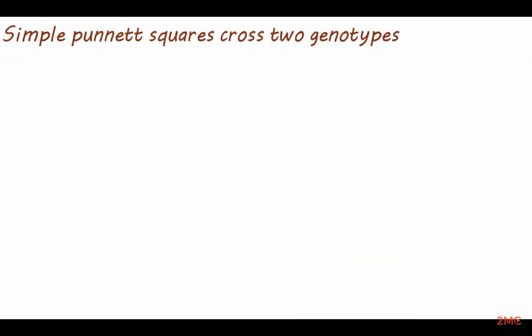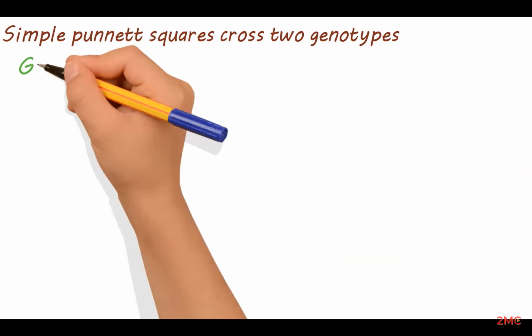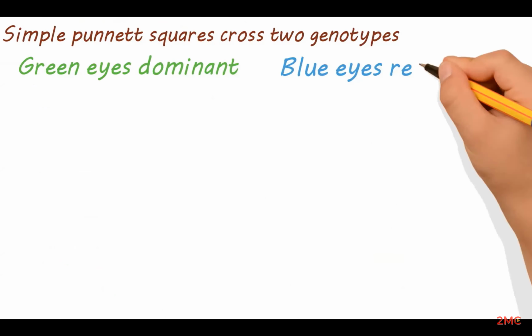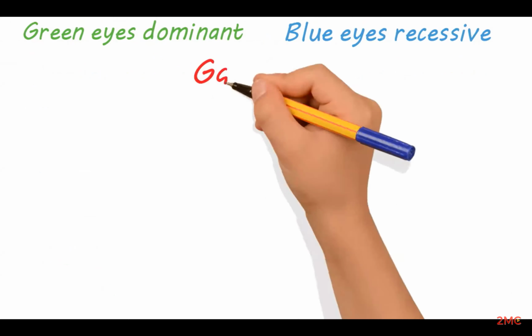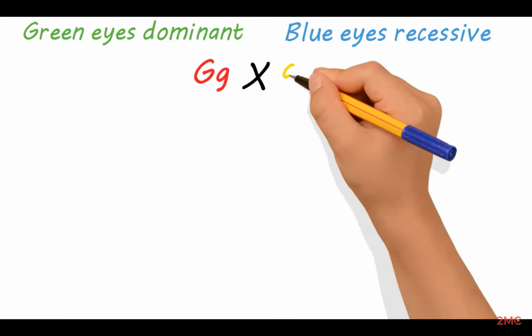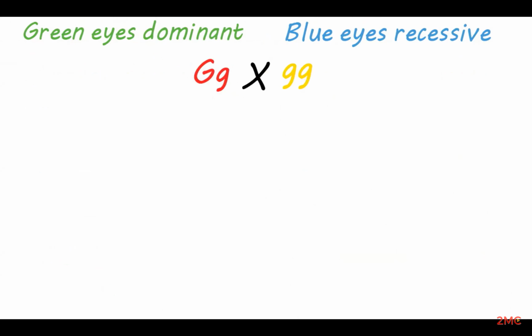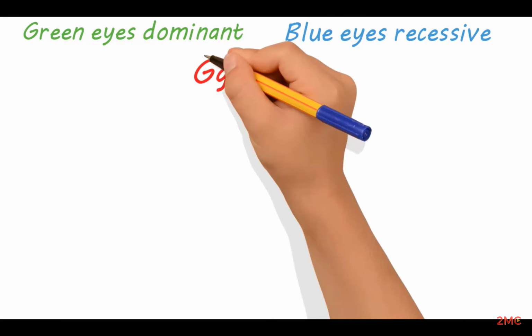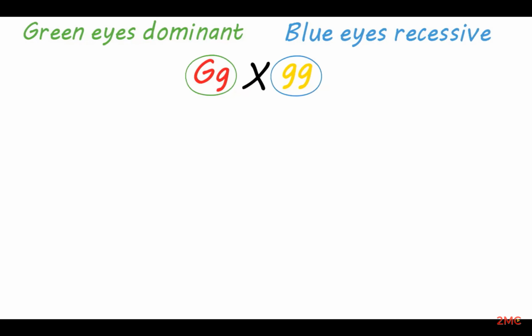Let's look at an example of a genetic cross for eye color, with green eyes being dominant and blue eyes being recessive. We'll use big G, little g for the maternal genotype and little g, little g for the paternal. So this is our cross. The mother has green eyes and the father has blue eyes, and we want to see the probability that their offspring will have either green or blue eyes.